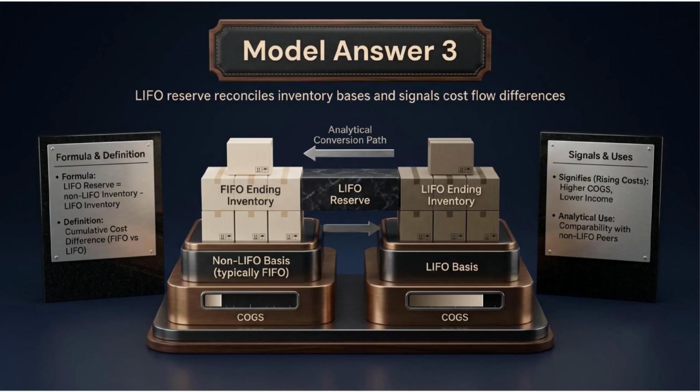Higher COGS reduces gross profit and pre-tax income. Analysts use the reserve to compare a LIFO company with companies using non-LIFO methods. An increasing reserve normally means current period COGS increased relative to a non-LIFO basis.